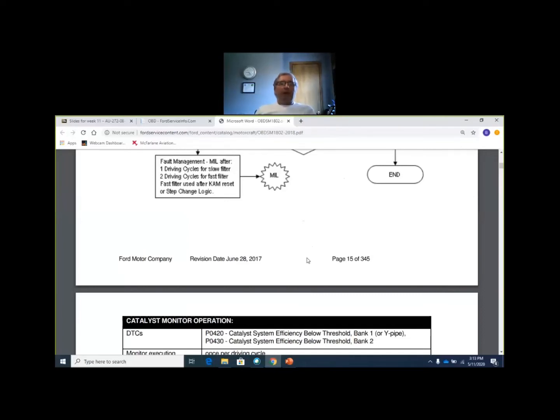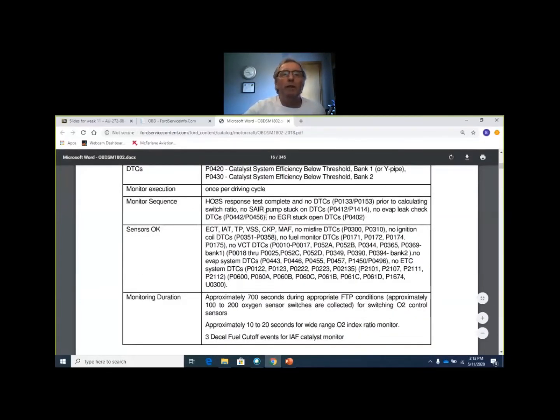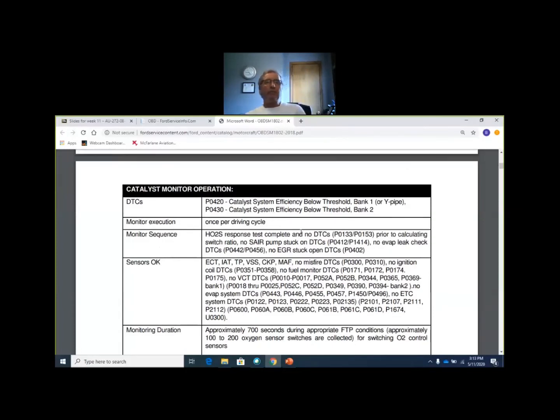So let's move on now to some more details about the operation. What are the diagnostic trouble codes that we can get for a failed catalyst monitor? We can get a P0420, which means bank 1, or if there's a wide pipe, in other words, there's only one rear oxygen sensor.